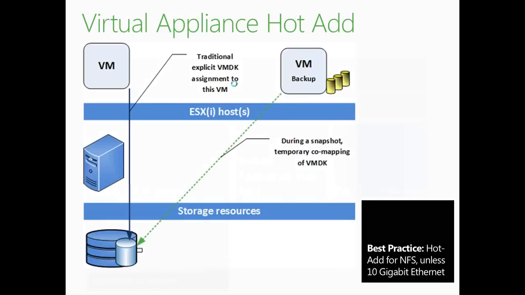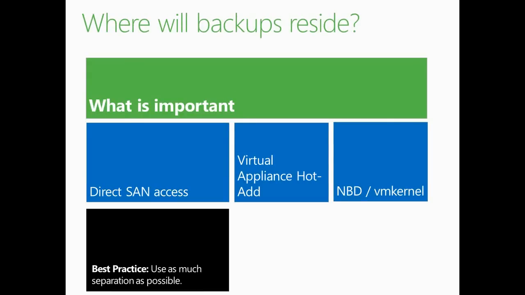So the third option, I'm back to the other slide here, the third option is network block device or VM kernel. This is basically not using direct SAN, not using Hot Add, and reading the VMDK through the host. Now this isn't necessarily bad, it's just generally speaking, it's not the highest performing. Now if you're using 10 gigabit Ethernet, well, that might be a different story. In fact, if you're using 10 gig Ethernet, this one will fly because there's very little API overhead compared to Hot Add, and of course 10 gig Ethernet is quite quick. So there's some good and bad, but as a general rule, I prefer them left to right.